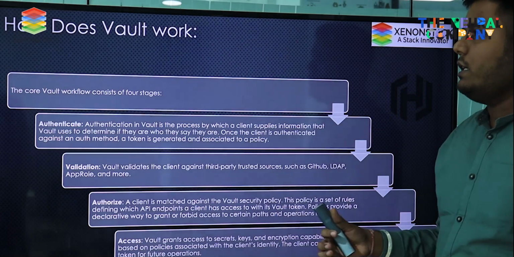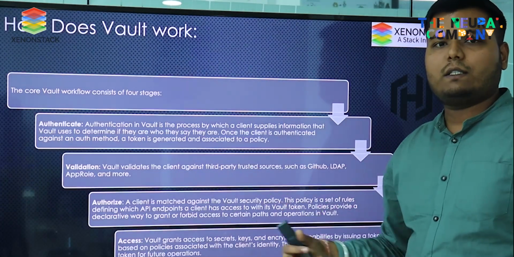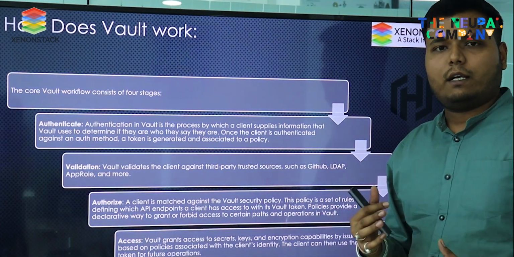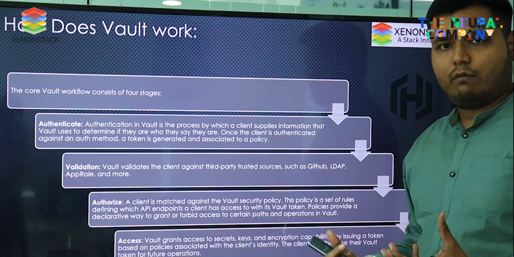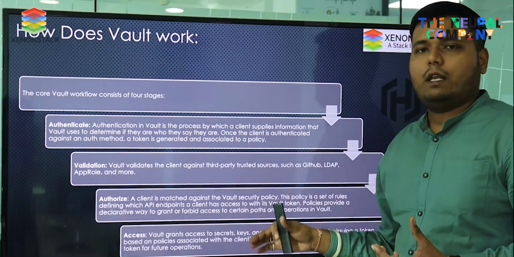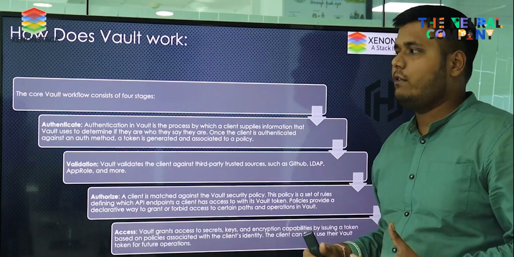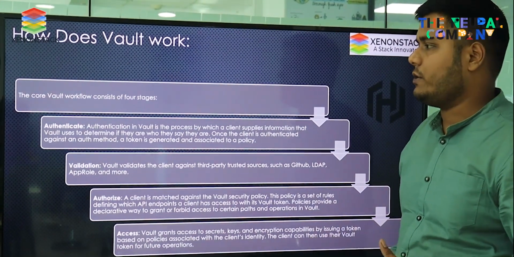So the next thing that comes is, how does Vault work? What is the workflow? What is the process that it works on? In the earlier architecture, we saw that there is a 3-line process, but actually it is a 4-line process. What is it? We will iterate over all the 4 processes.